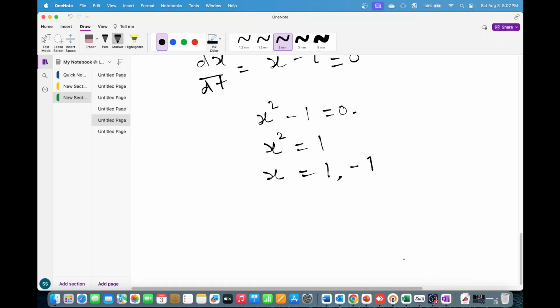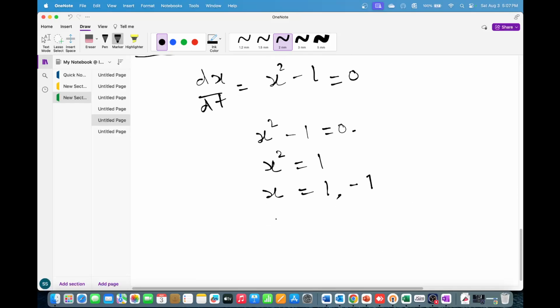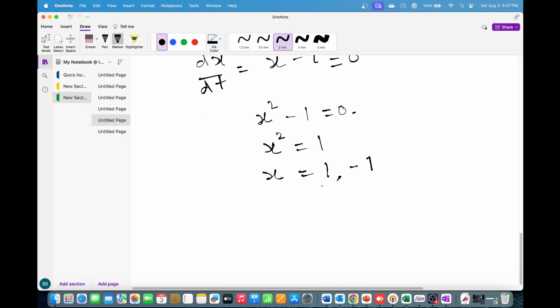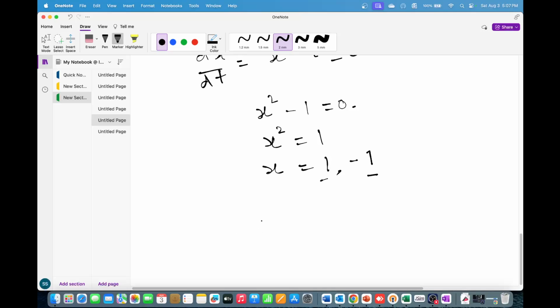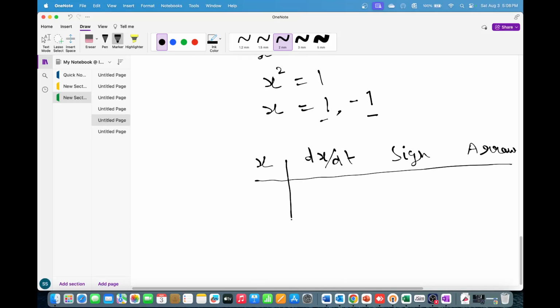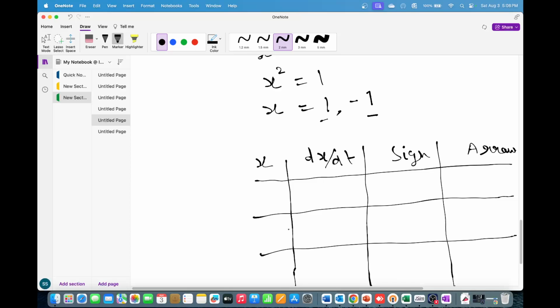Okay. So you get two values of x, plus 1 and minus 1, which satisfy this condition x square minus 1 equal to 0. So these are your two steady states. Now let's do the same thing. You check for x, you check dx/dt, you check the sign, and then you check the arrow. Let's do it for plus 1.